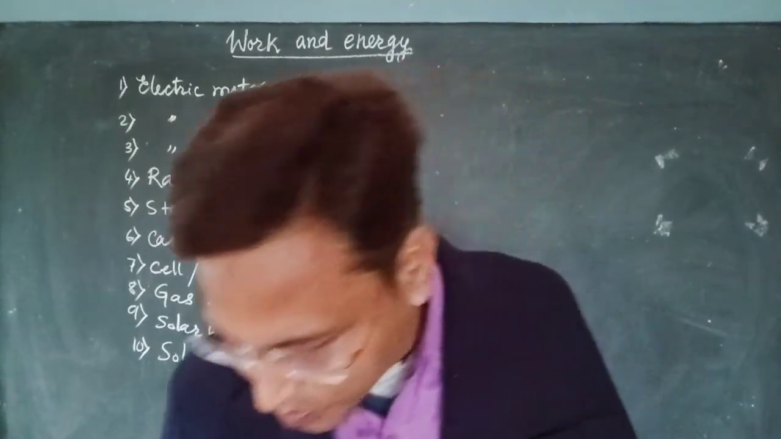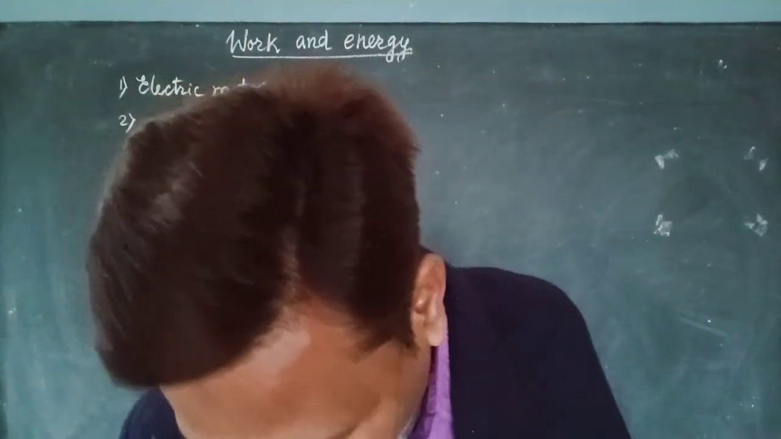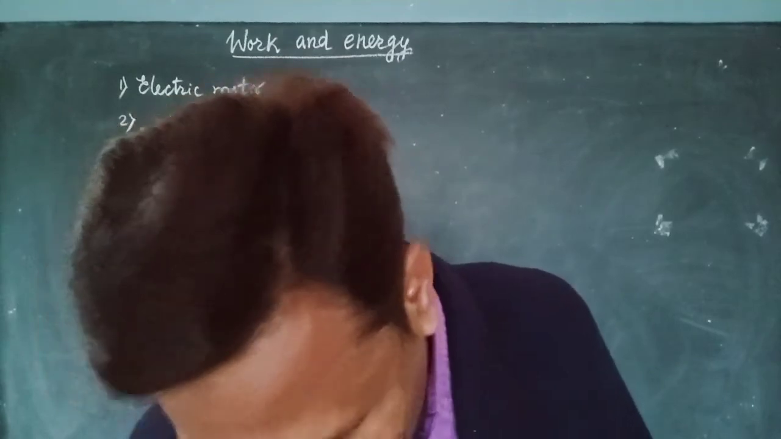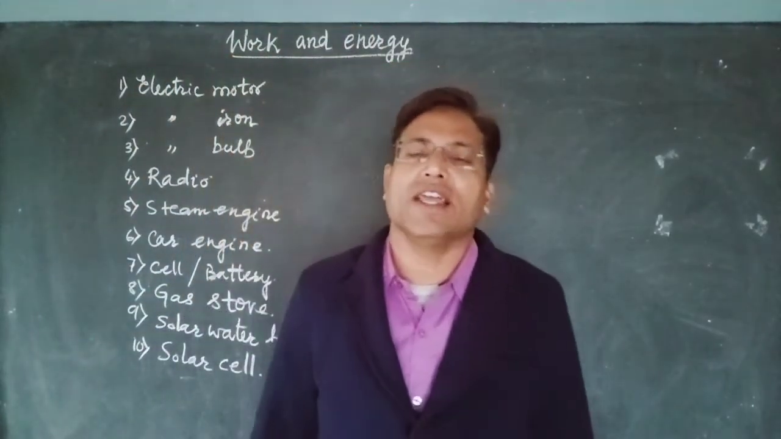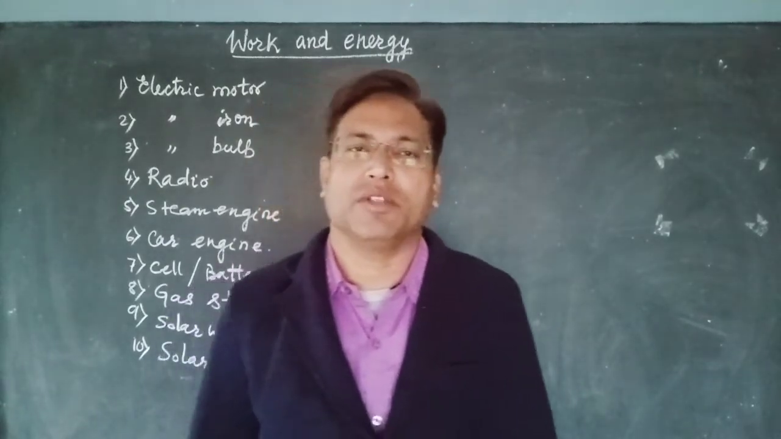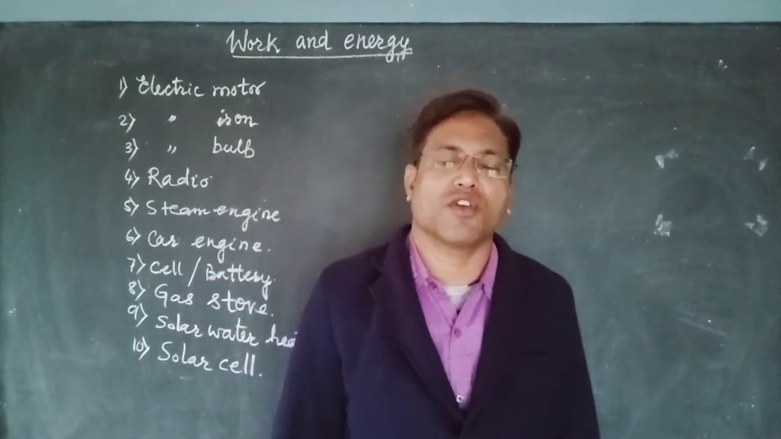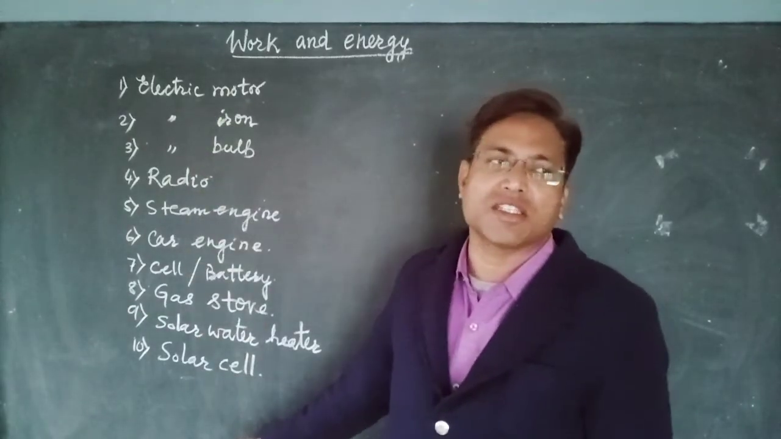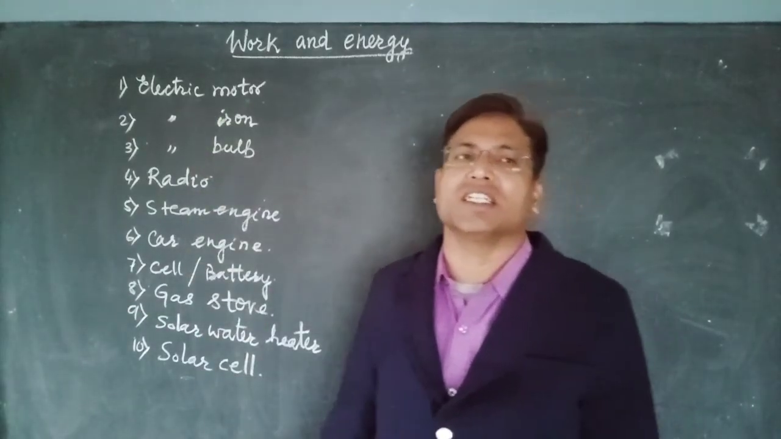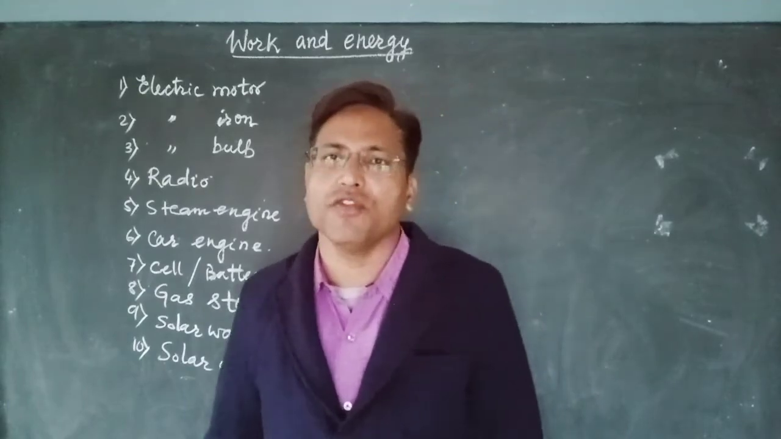Now we have the last part of this chapter, the law of conservation of energy. What does this law state? According to the law of conservation of energy, energy can neither be created nor destroyed. It can be changed from one form to another form. As we have seen in so many examples here, one form of energy is getting converted into another form of energy.